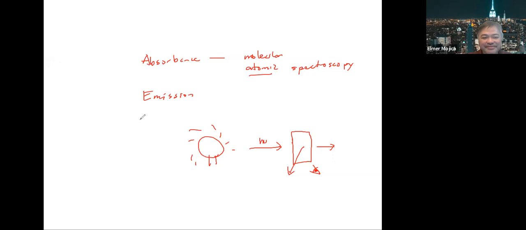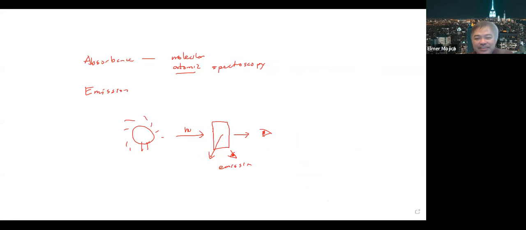So usually absorbance, parang pass through. But if it's a 90 degree angle, that is what we call emission. So usually, dyan pumapasok yung luminescence. Okay? Now in the luminescence, pwede dyan yung phosphorescence tsaka fluorescence.